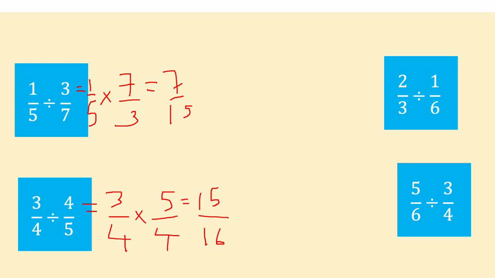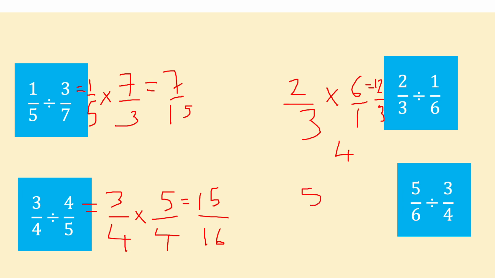And then last two examples for today's lesson. Okay, 2/3 divided by 1/6 is going to be 2/3 multiplied by 6/1. So I flip the second fraction and change it to a times. 2 times 6 is 12, 3 times 1 is 3, 12 divided by 3 gives me 4. So the answer is just 4 wholes.